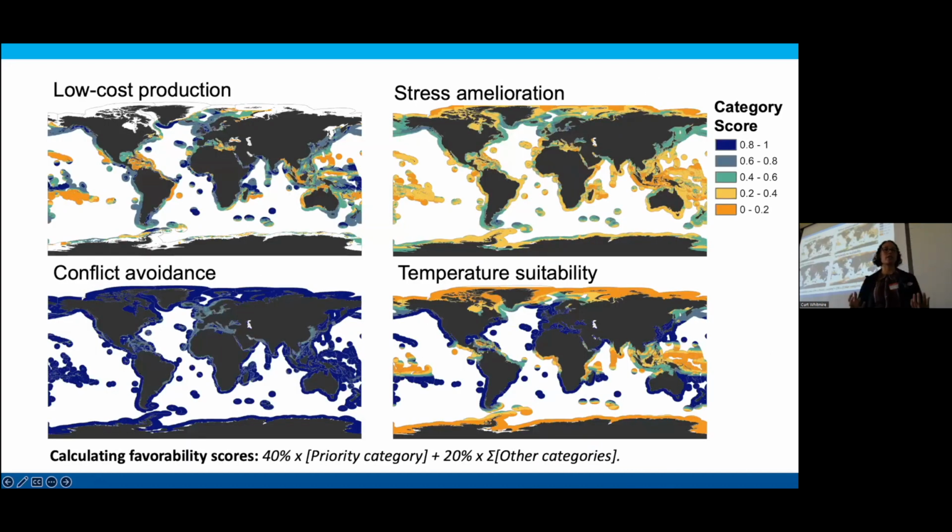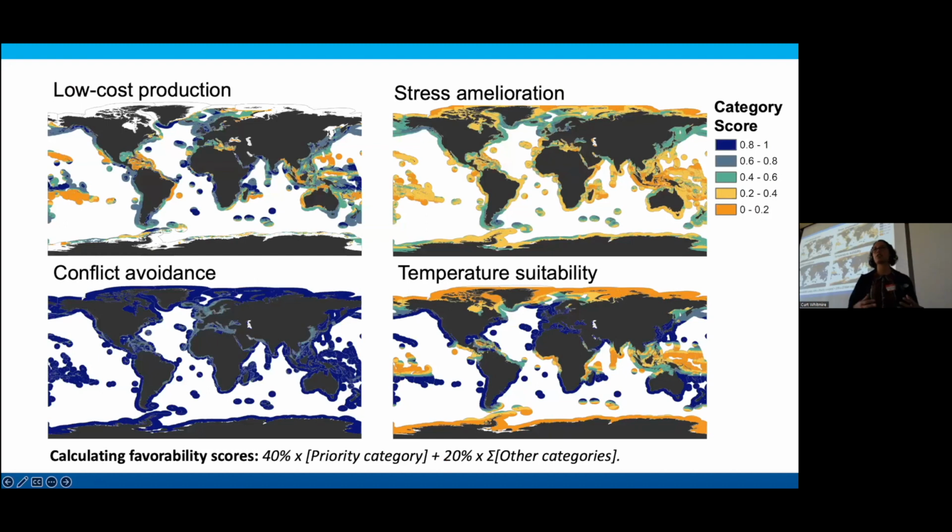And so this is what these scores look like when mapped out for every pixel. I basically took all the variables in each category and averaged those scaled scores, and we get these basically average scores for the category. And the cool shades indicate more favorable conditions for seaweed farming, while the warm shades indicate less favorable conditions.